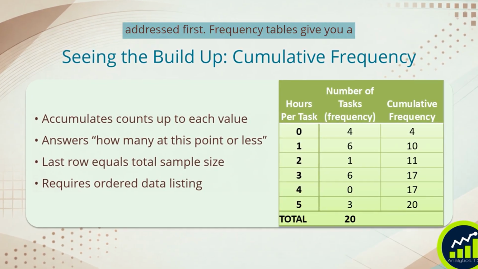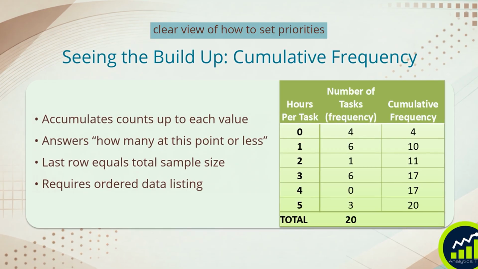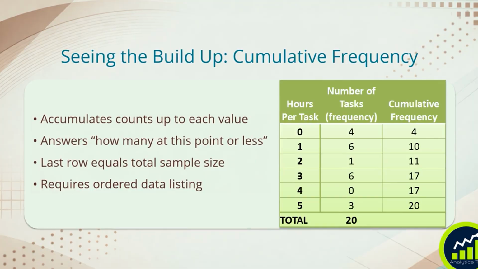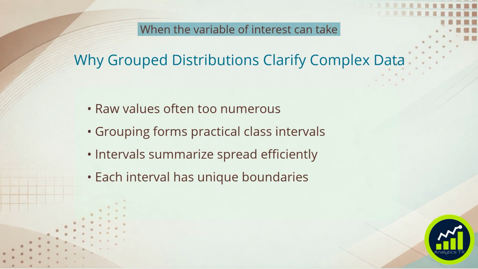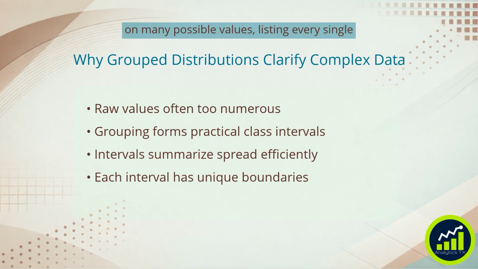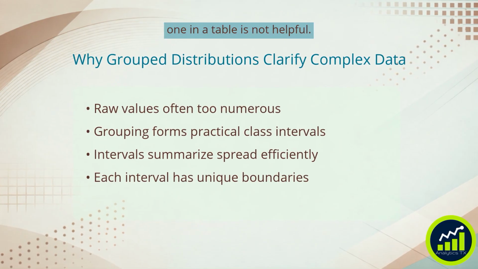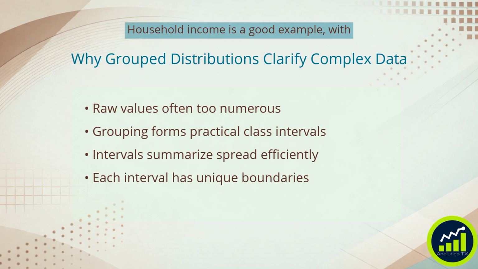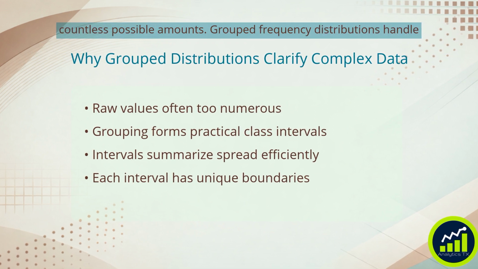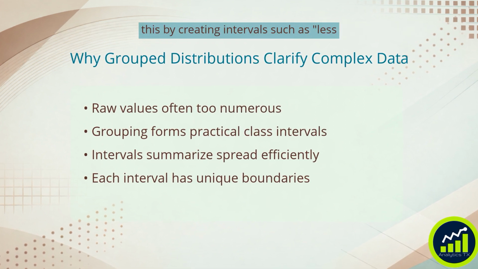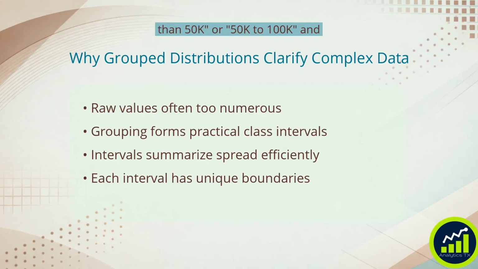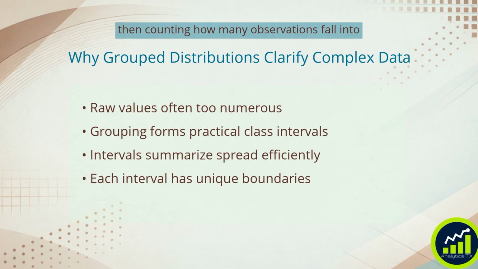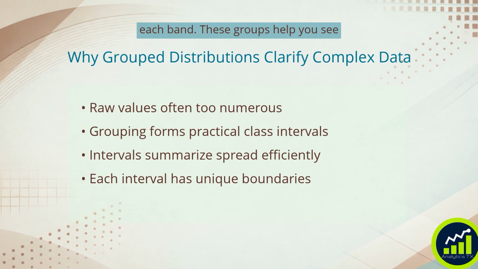Frequency tables give you a clear view of how to set priorities for time, customers, or units based on a particular threshold. When the variable of interest can take on many possible values, listing every single one in a table is not helpful. Household income is a good example, with countless possible amounts. Grouped frequency distributions handle this by creating intervals such as less than 50K or 50K to 100K, and then counting how many observations fall into each band.